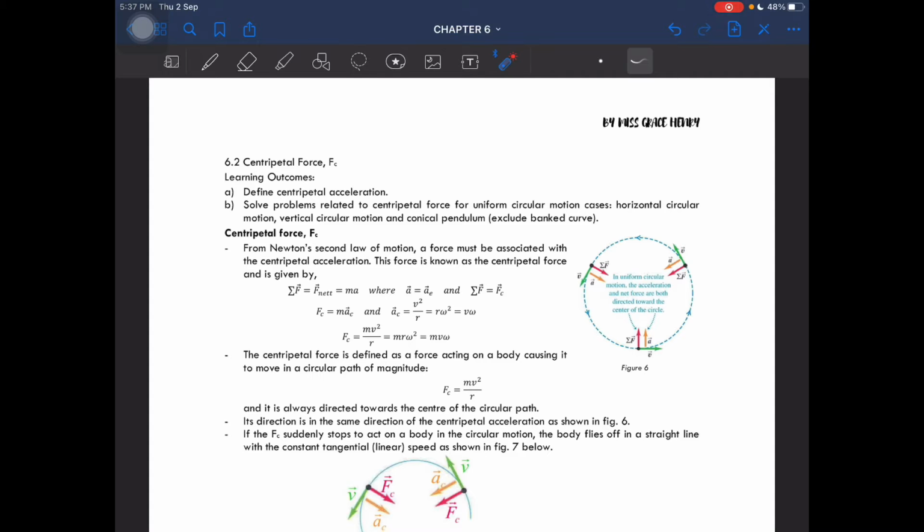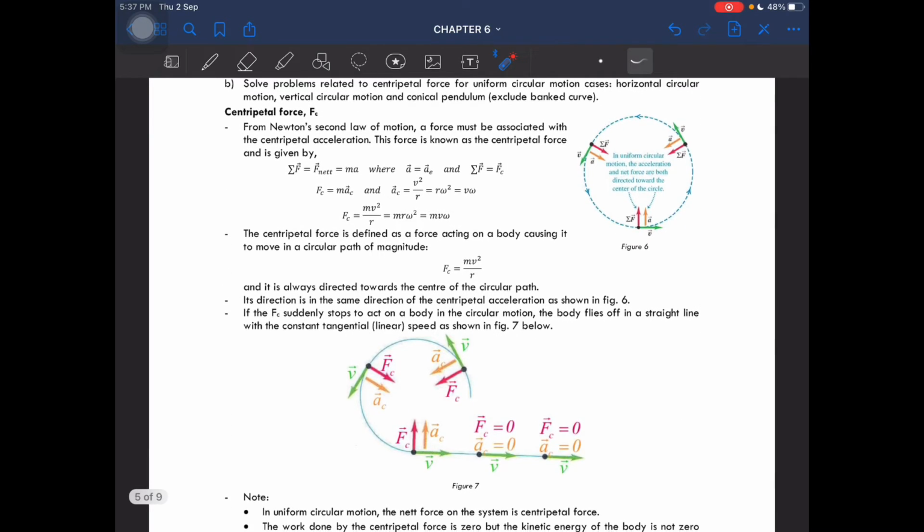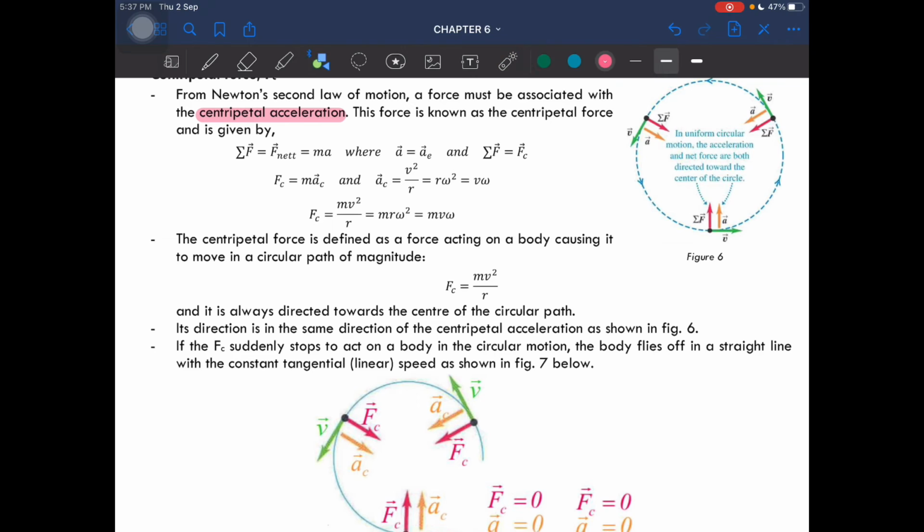So what is centripetal force? Well, centripetal force is a force that is associated with centripetal acceleration. So if there's a centripetal acceleration, there will be a centripetal force. This one is the derivation. The formula for the centripetal force is the one here. You have to be able to use this formula. The derivation part is just so that you understand where it comes from.